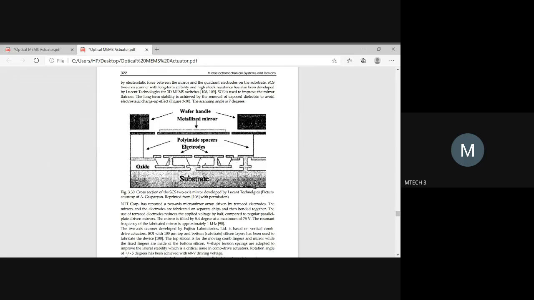So we'll be having a substrate, we'll be having a silicon oxide layer. So this adhesive layer will act as a sacrificial layer. All the things which are needed to be etched out are done, and then it is safeguarded by polyimide spacers. So this will act as the electrodes. Above that, for optical application, you will be having a mirror, which is a metallized mirror. And to handle it safely, you should have some handle. So here the wafer handles are given so that you can lift and keep it wherever needed. This was developed by Lucent Technologies.